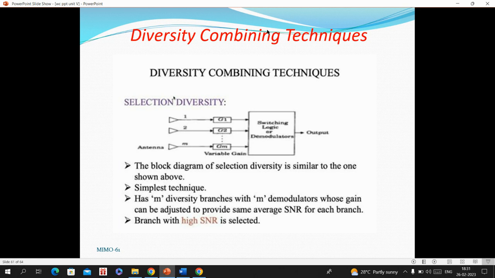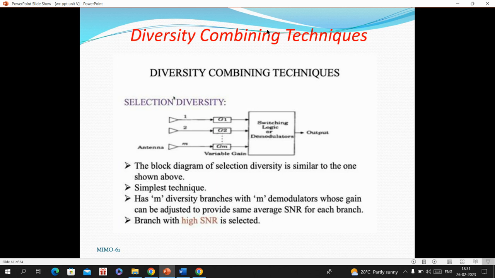Now, among these m antennas, the antenna which has a higher SNR will be selected. We have received m number of signals, out of which we need to select any one signal, or we need to combine all the signals.